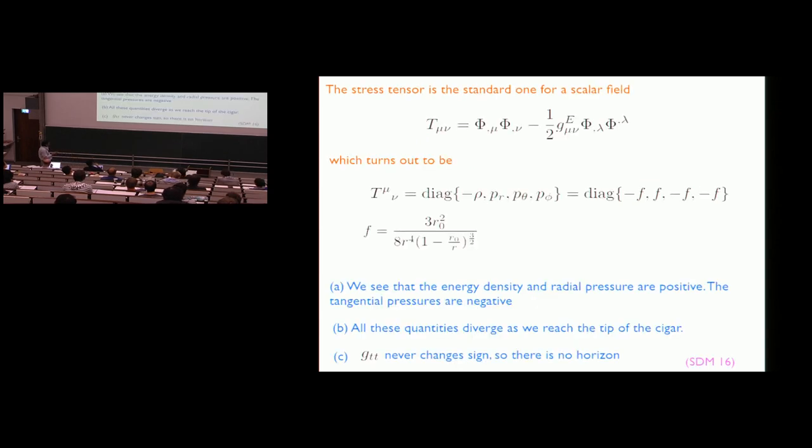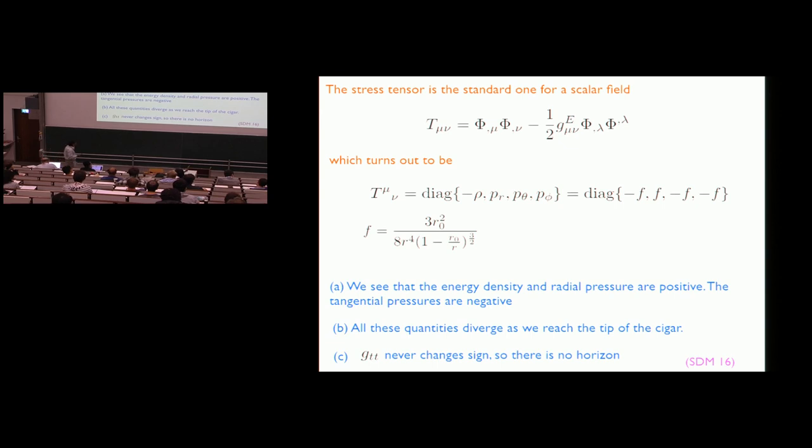The stress tensor turns out to be diagonal, and a diagonal stress tensor has the energy density and the pressures. In fact, all the components are the same up to these signs, and this function is here. The size of the compact dimension is shrinking, so near r equal to r naught, let's see if there's anything funny about the stress tensor. In fact, the stress tensor is diverging. The energy density is diverging, the pressures are diverging, completely crazy things are happening there.